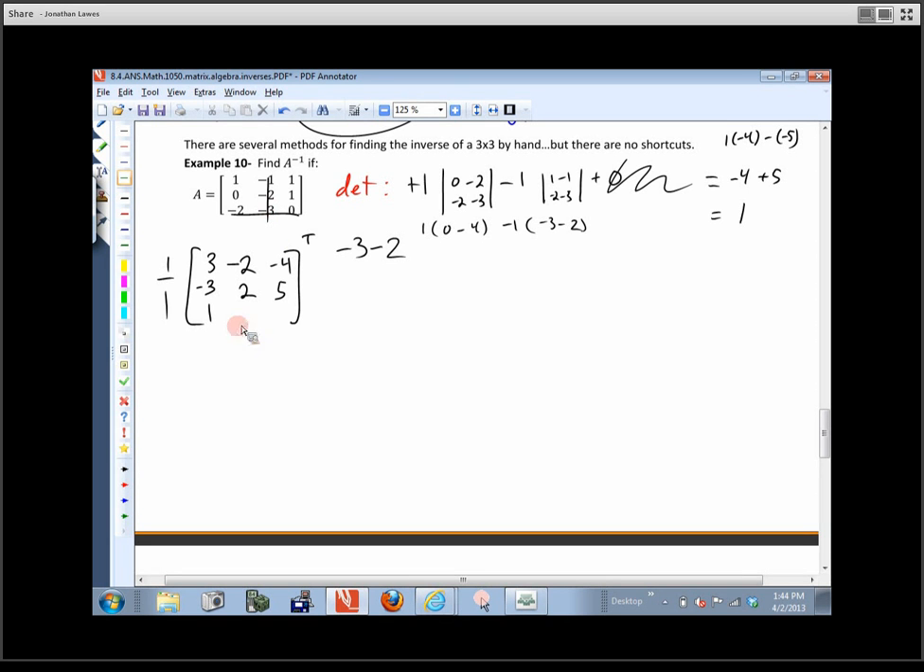I'll let you figure it out. Don't say anything out loud. It's got a 1 in it, right? The only question, is it positive or is it negative? It is negative. Why is it negative? Okay, because of the position, not because of what the little minor was. Okay, cross out the row and the column.